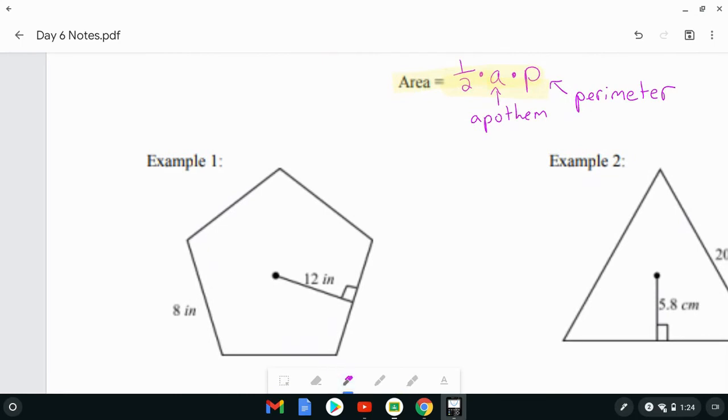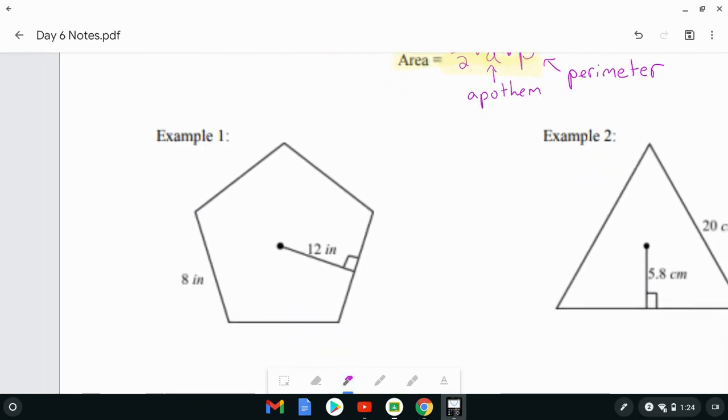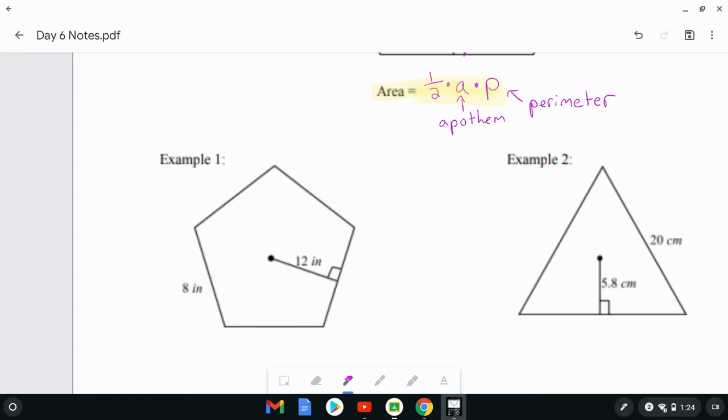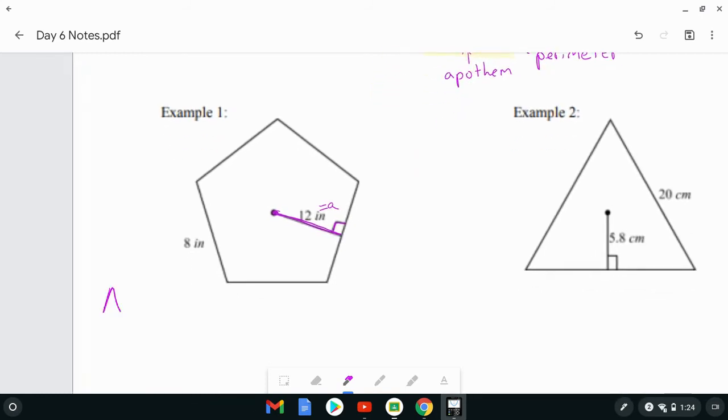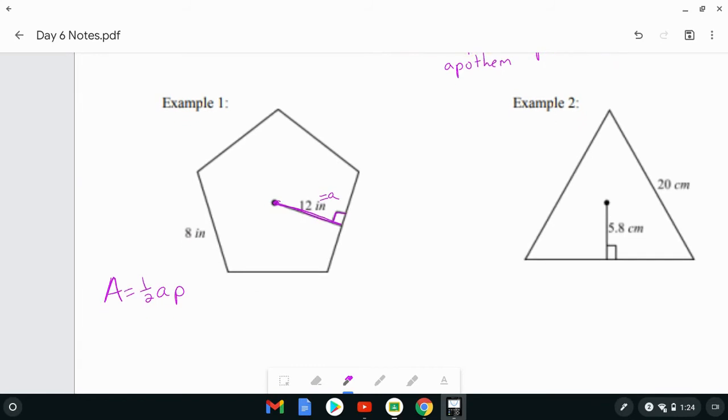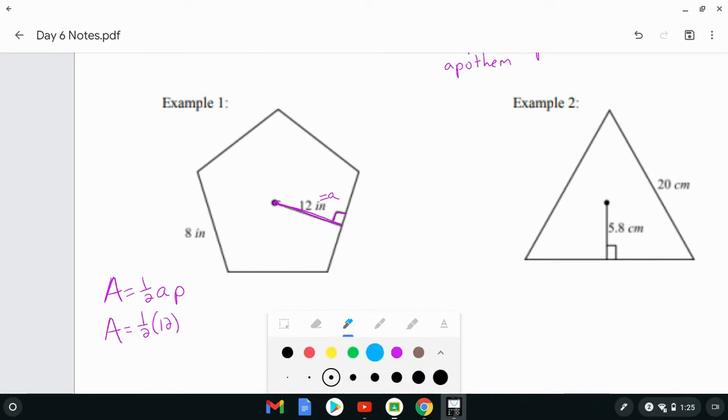We have example 1. This is a pentagon, right? It's got 5 sides. So in order to find the area for it, we want to go ahead and find the apothem, which we said right here, from the center to that regular side at 90 degrees. That's going to be our A value. So let's go ahead and copy down the formula. 1/2 A times P. Start plugging in what we know. A is our 12. Now we just need to find P. Remember, P is the perimeter.